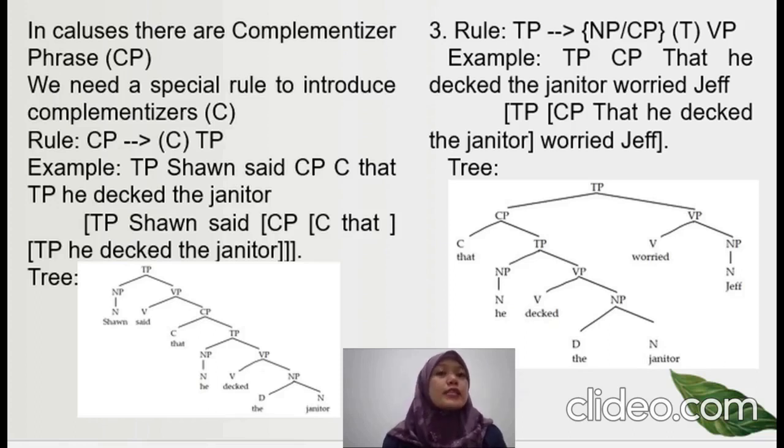These rules indicate that a tense phrase can consist of either a noun phrase or a complementizer phrase serving as the subject, followed by an optional tense element and then a verb phrase representing the predicate. In the example, the complementizer phrase that he hated the janitor serves as the subject of the clause and the word left forms the VP, indicating the action performed by the subject. So that's all about constituency, trees, and rules in syntax.